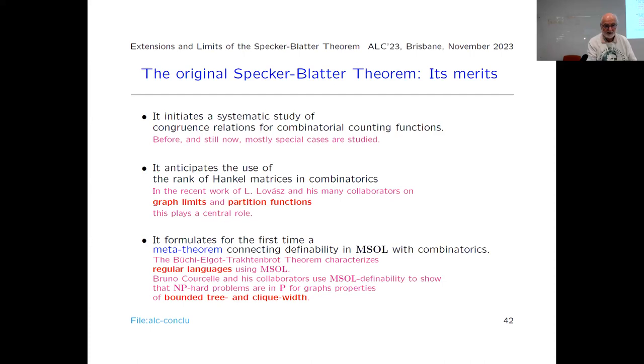Now, in recent work of Laci Lovász and his many collaborators on graph limits and partition theorems, the Hankel matrices play an important role. And actually, our notion of when this Hankel finite rank theorem holds had some impact on Lovász, and in his latest book, there is a whole chapter devoted to our observation. Now, this also predates meta-theorems of finite model theory. I mean, you have theorems like: a graph property which is NP-hard, if it is definable in monadic second-order logic, then it can be done in linear time over graphs of fixed tree-width. And so on, but this predates this type of meta-theorem by 10 years.